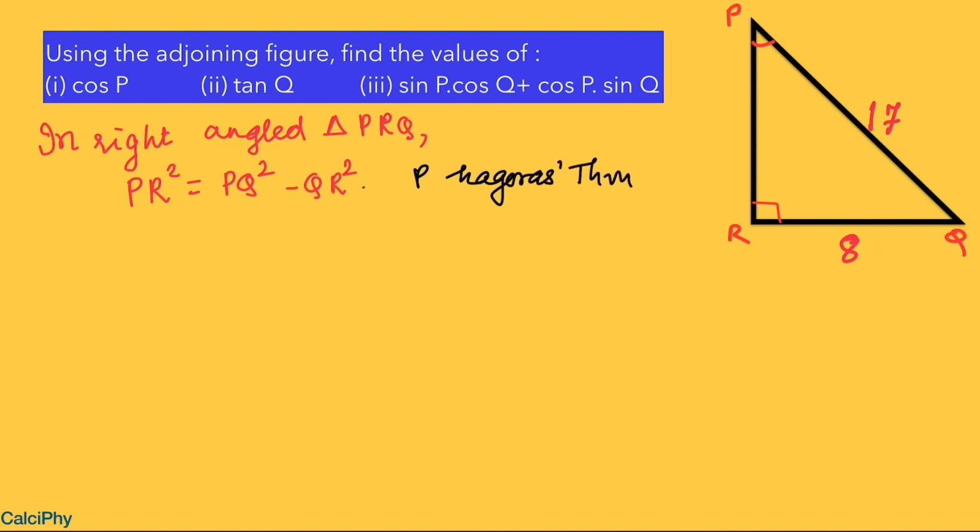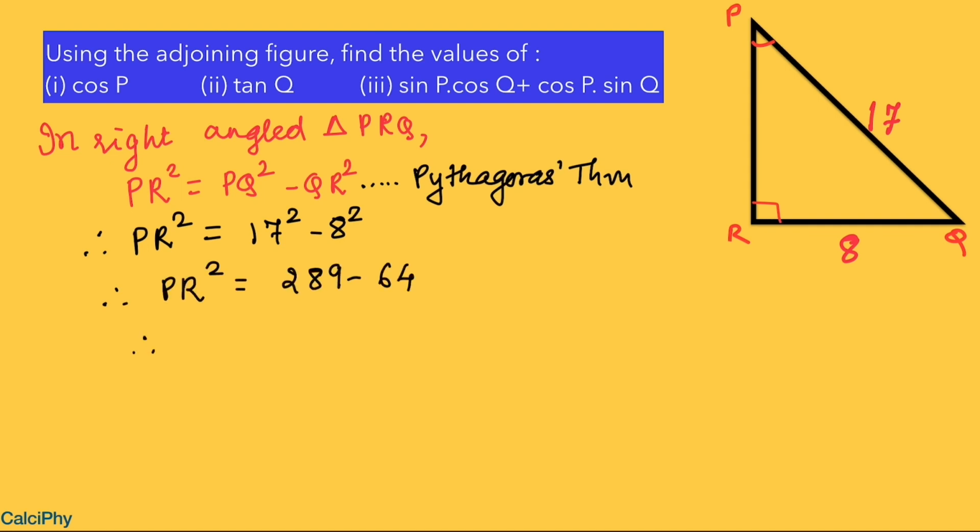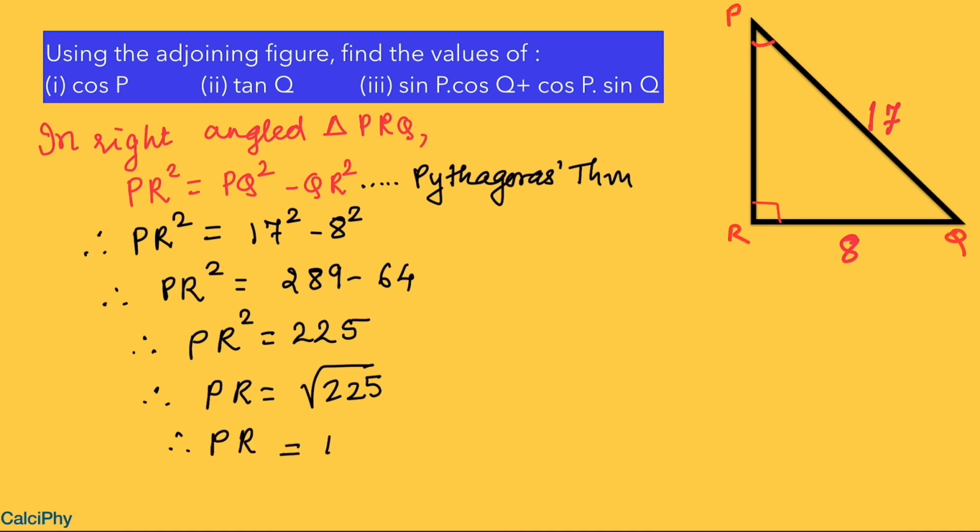Now we substitute the values of QR and PQ. Hence, we get PR square is equal to 17 square minus 8 square. That is nothing but 289 minus 64, which is 225. Therefore, PR is equal to square root of 225. That is 15. Hence, we get the third side PR equal to 15.